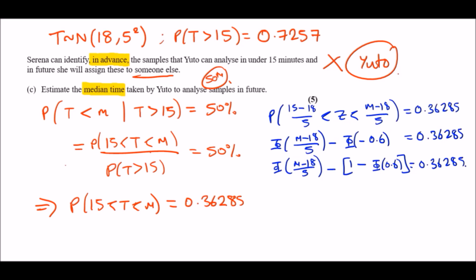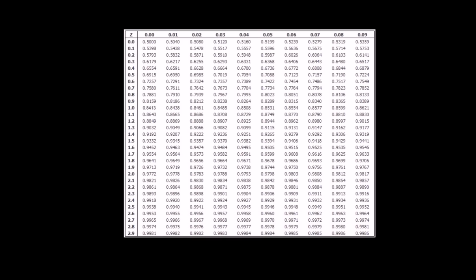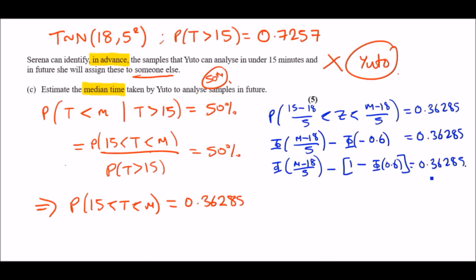Open up the distribution table. 0.6, well, of course, it gave 0.7257. What else can it give? So 0.7257. Let me just get back to where I was. That was my 0.7257. So it'll be 1 minus 0.7257. This will give us exactly 0.2743. Now you can add it to the other side, so then you can make this the subject.